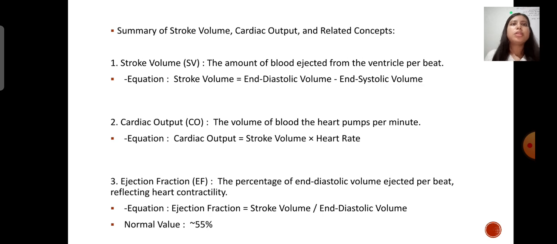Now, the summary of it. Stroke volume is the amount of blood ejected from the ventricle per beat. The equation is stroke volume equals end diastolic volume minus end systolic volume. The cardiac output is the volume of blood the heart pumps per minute. The equation is stroke volume times heart rate. The ejection fraction is the percentage of end diastolic volume ejected per beat, reflecting heart contractility. The equation is ejection fraction equals stroke volume divided by end diastolic volume, and the normal value is approximately 55%.